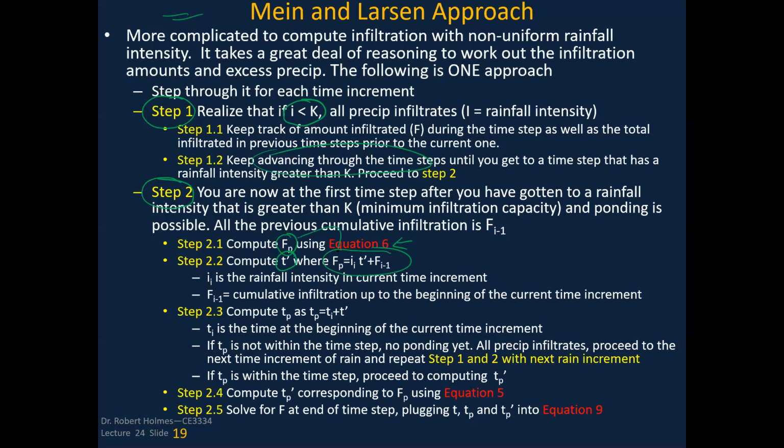So I use this F sub P, I plug it in there. I've got the increment of the rainfall intensity for my current time increment. That's the I value, I sub I. And then the T prime is what I'm after.